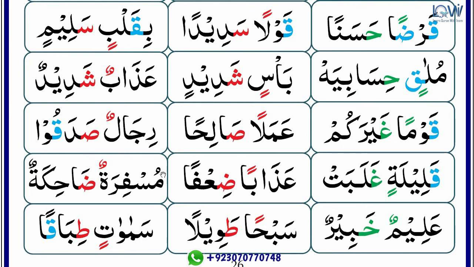Next line we are going to read without spelling. But first of all, we will apply the rules, then the letters will be read. There is ya madda, so we have to stretch equal to 1 second, and qaf is musta'ali, that's why with a thicker voice. There is izhar because ghain is a halki letter, and it has come after tanween, that's why it will be read without gunna, so without spelling. Qalilatin ghalabat.